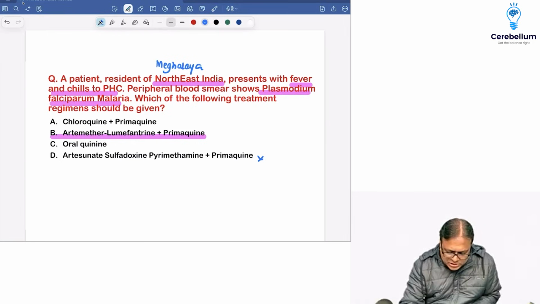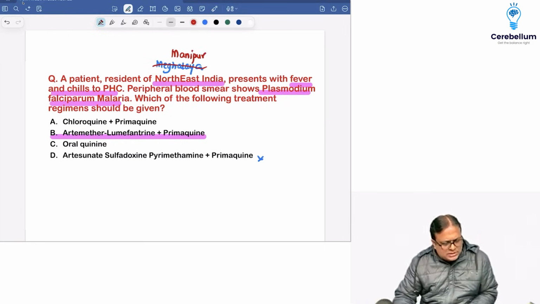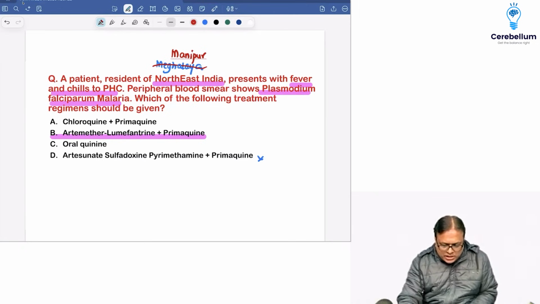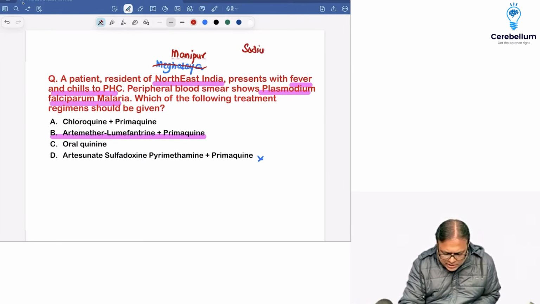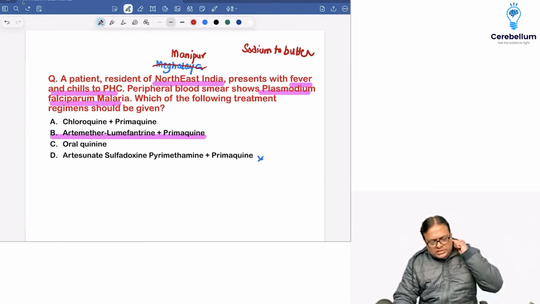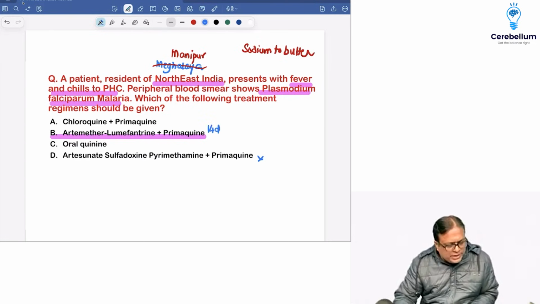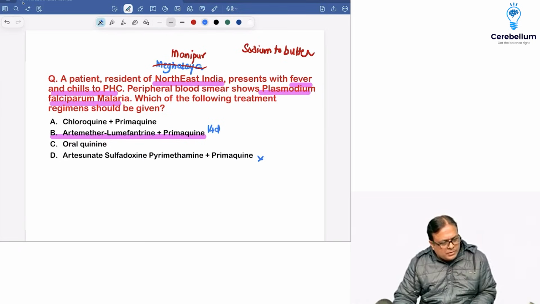Okay, Manipur was mentioned, not Meghalaya. So for any northeastern state, the answer remains the same. Right, great. Okay, adding sodium to butter is fortification. Dr. Abhishek, I was not having that question. If you are adding sodium to butter, you will have to give me other choices. You only gave me fortification. That looks right. Primaquine is for 14 days. Yes, that is correct. Primaquine is for 14 days.